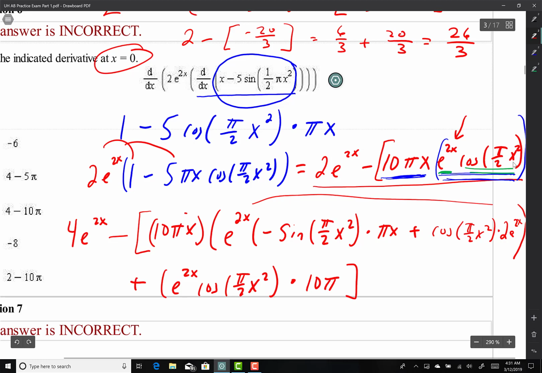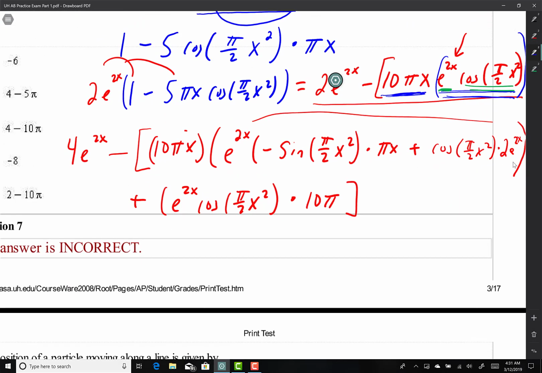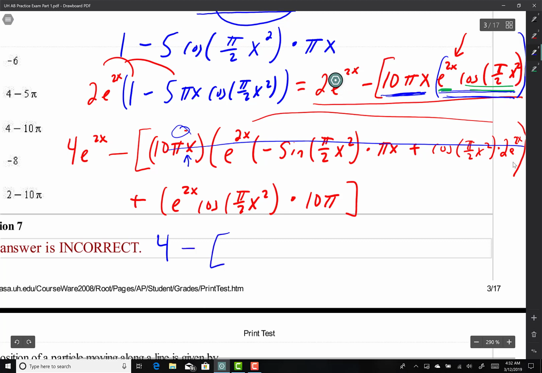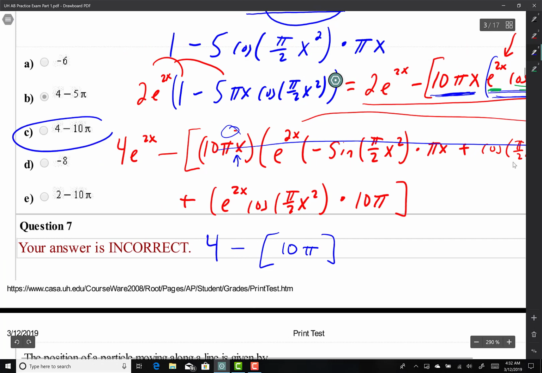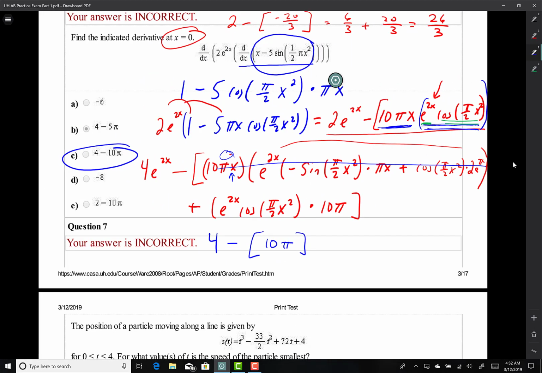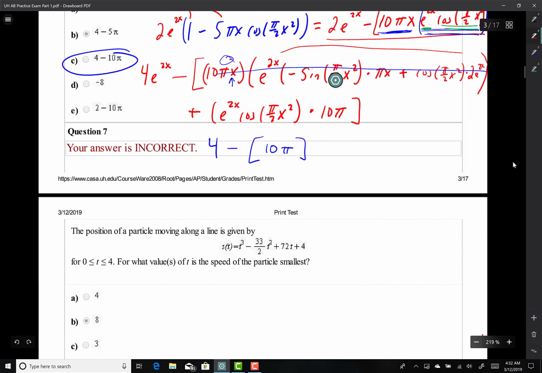Plug in a 0. So let's see what happens. If you plug in a 0, e to the 0 is 1, so 1 times 4 is 4. And then I see a 0 here. So if this is 0, then all this cancels out. But I still have this guy here. If I plug in a 0 here, cosine of 0 is 1, and e to the 0 is 1. So this is 1 times 10 pi. So I see 10 pi. So 4 minus 10 pi. Oh, that was tough. Sorry, guys. It was pretty ugly.